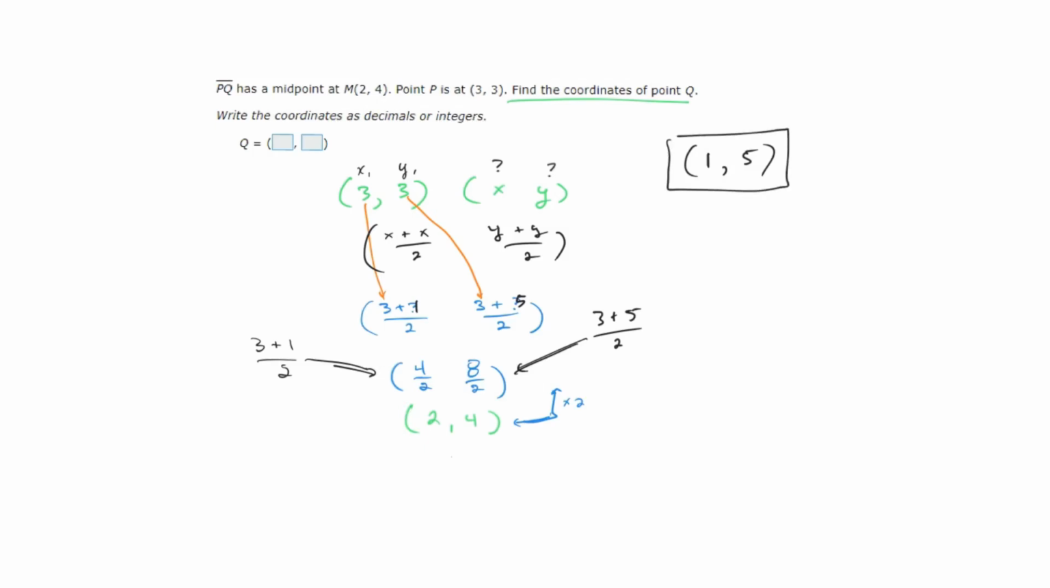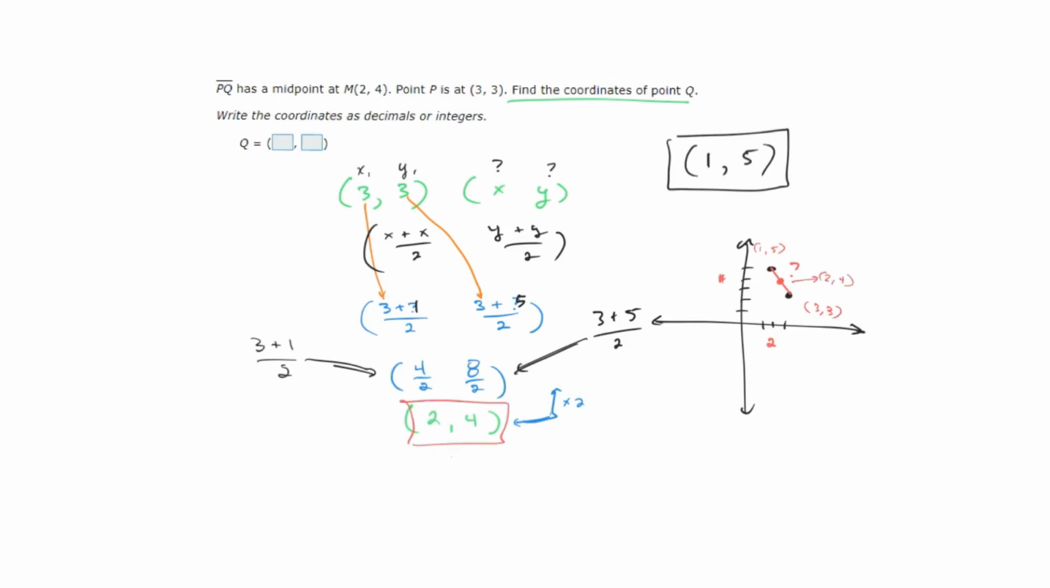And this was my endpoint. Now, one thing you could do is quickly plot that 1 and 5 and that 3 and 3. And look, does 2 and 4 look like a potential midpoint? And it does. So I checked my work and it makes sense. If this is my 1 and 5 and this is my 3 and 3, then it does make sense that 2 and 4 is the midpoint they gave me here.